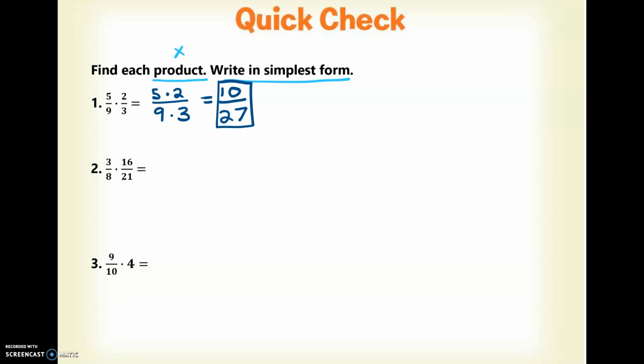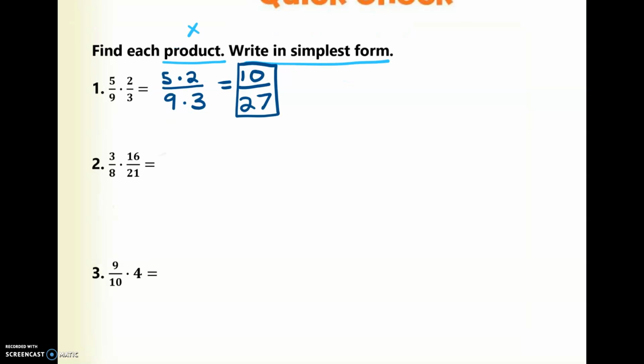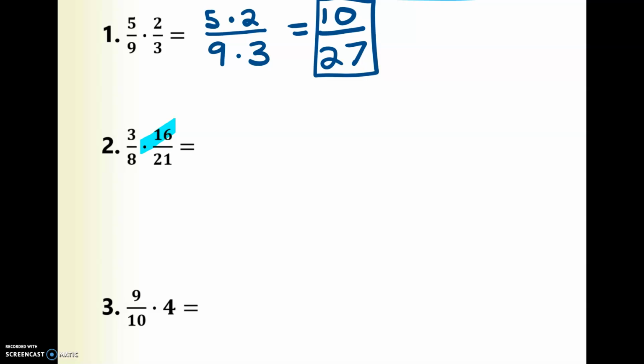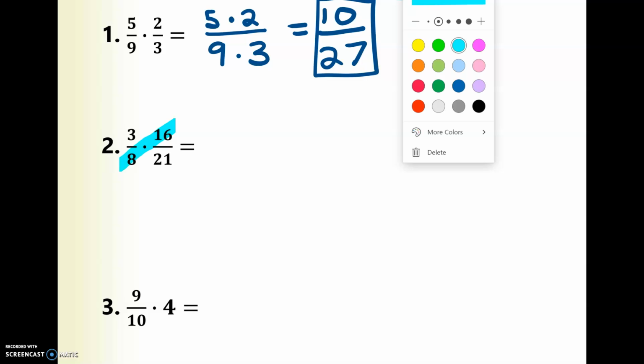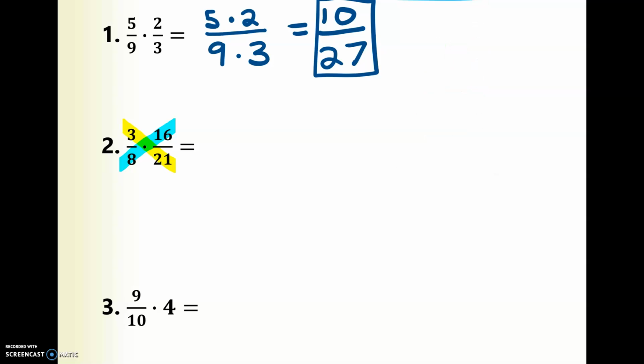Moving on to number 2, same thing, multiply top, multiply bottom. But sometimes before you start, you can simplify, which makes the ending process a little bit easier. We are going to call this cross-canceling. If we look at our diagonals here, I'm going to zoom in a little bit, we have 8 and 16, and our other diagonal is 3 and 21. We can look, are there any numbers that go into both of those?